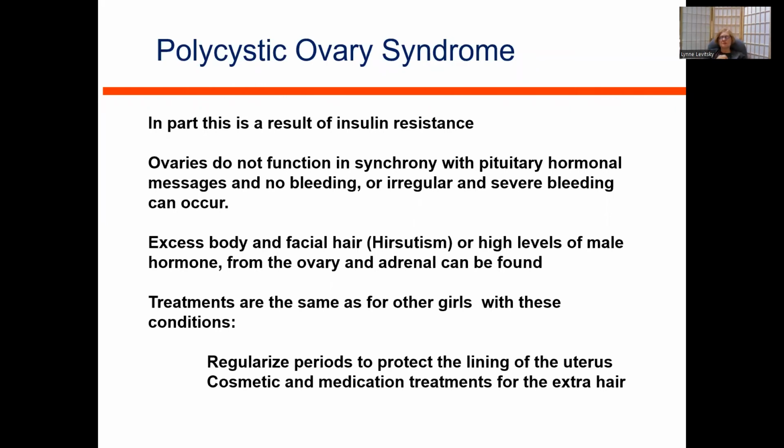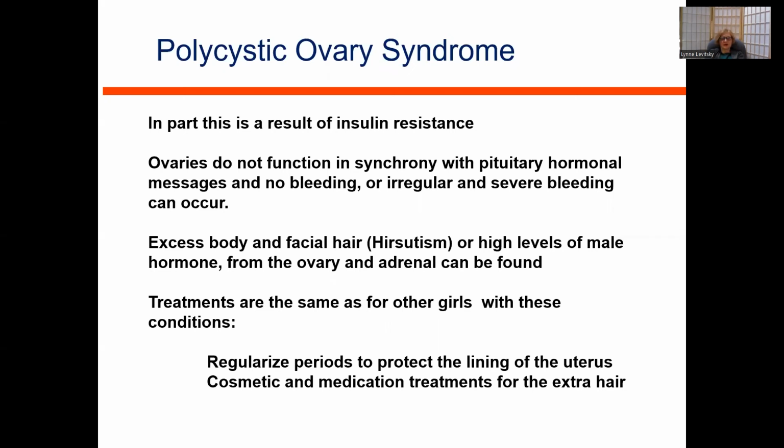Polycystic ovary syndrome is at least in part a result of insulin resistance. The ovaries do not function in synchrony with the pituitary hormonal messages. And so you can either have no bleeding or irregular and severe bleeding, which can occur, and you can actually get quite anemic. So it really does need to be treated. You may also have excess body and facial hair, which is called hirsutism, or high levels of male hormones circulating in the blood, which comes from both the ovary and the adrenal. This is part of the whole picture of insulin resistance, although there must be some other special reasons for this as well. And the treatments are the same as for other girls with these conditions.